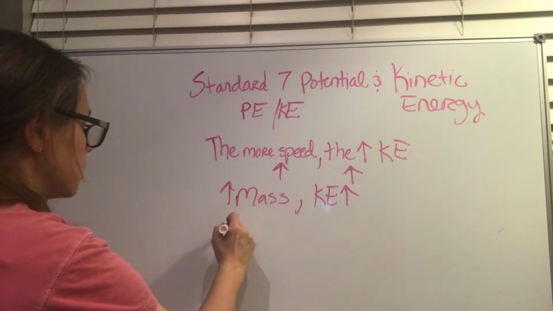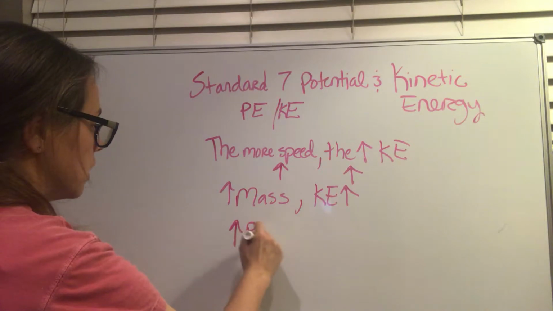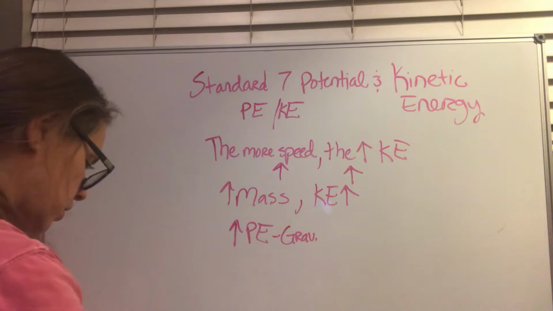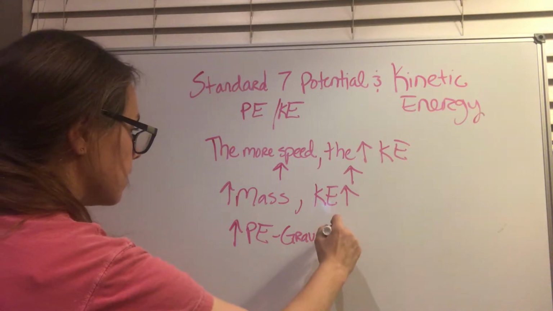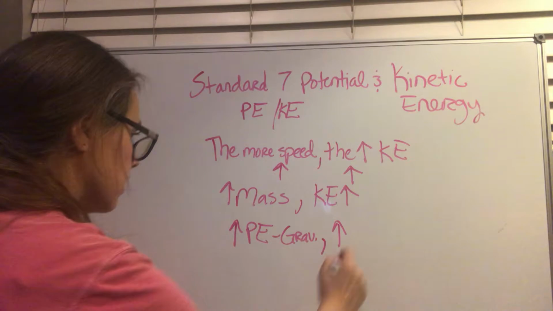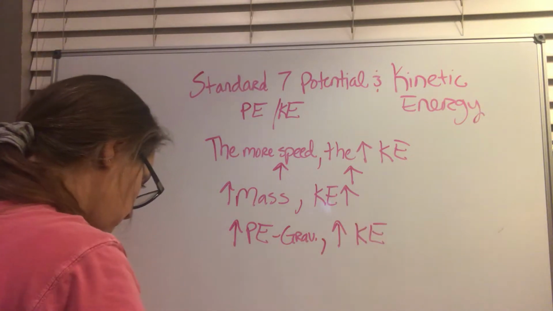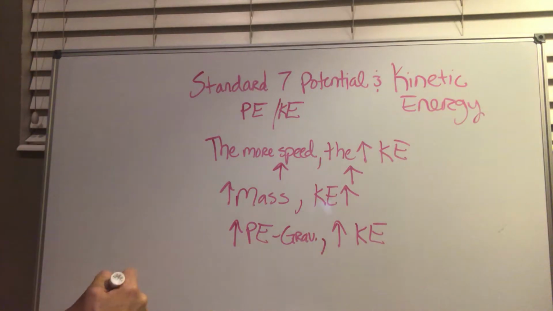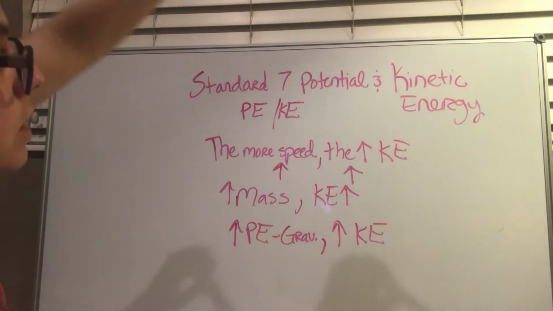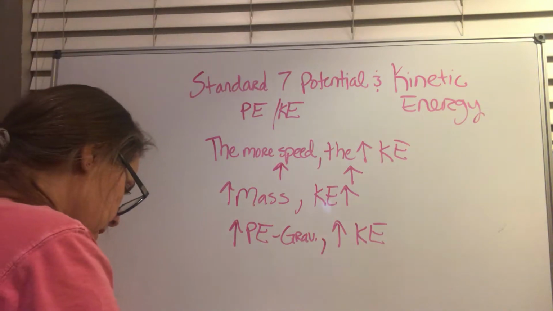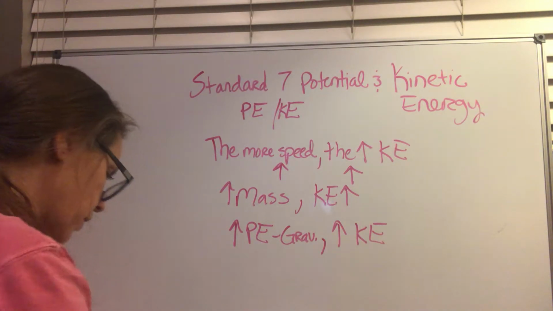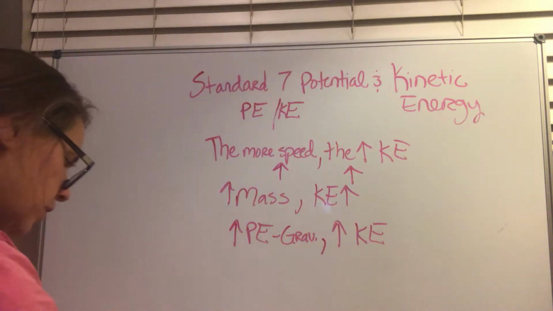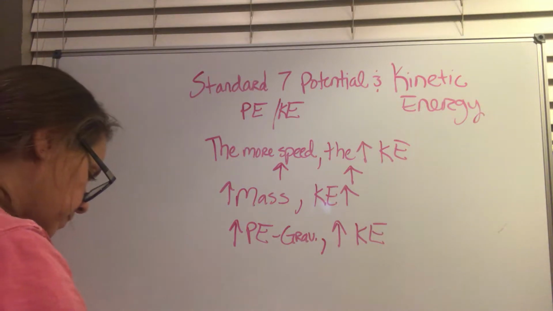So the greater the potential energy, and from gravitational energy, the greater the kinetic energy. So when objects fall to Earth, right? So the higher they are, the higher they start, the more kinetic energy they're going to have. The greater the height an object is from the ground, which is the potential energy, the greater the kinetic energy.